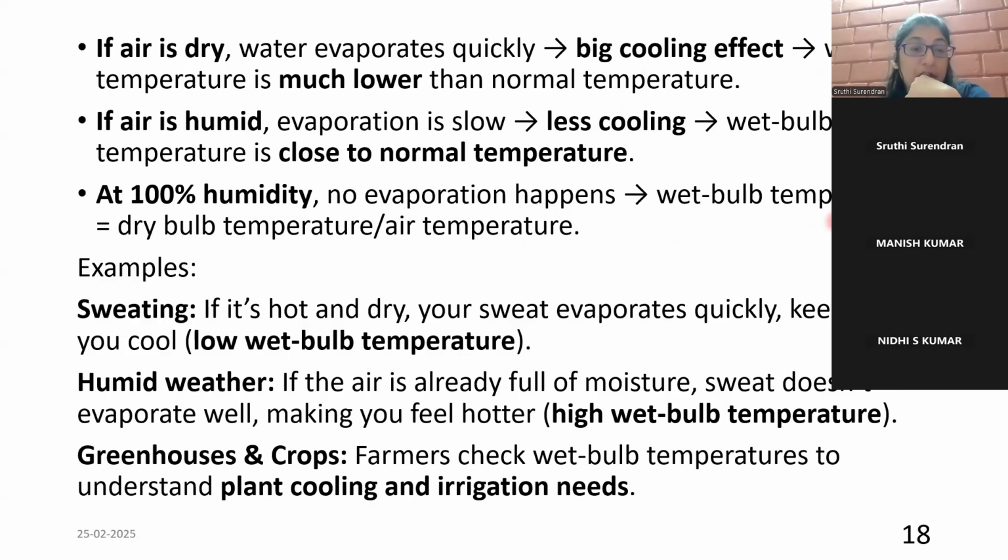Some examples that make use of this wet bulb temperature: again, we talked about the sweating process. In humid weather, if the air is already full of moisture, the evaporation is not going to take place. That is because the wet bulb temperature is not very low, it is high. It is equal to the dry bulb temperature. It is not reducing. That is why we say that it is high wet bulb temperature. And this is going to make you hotter.